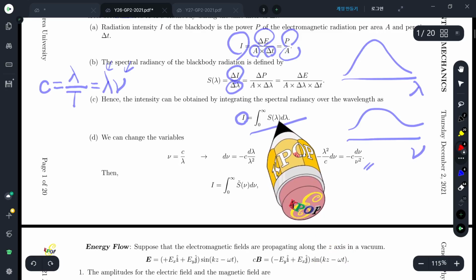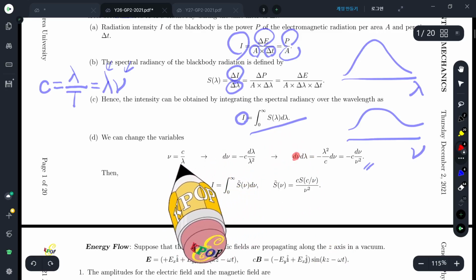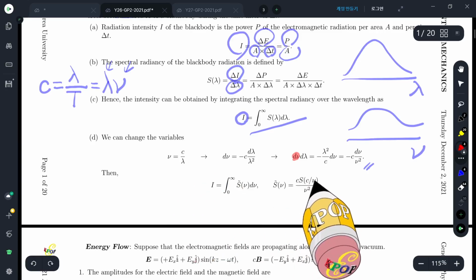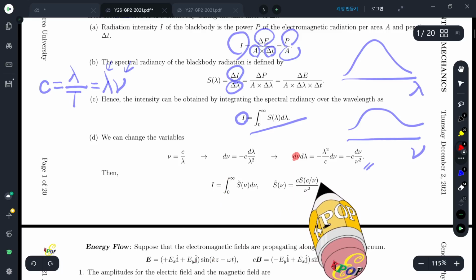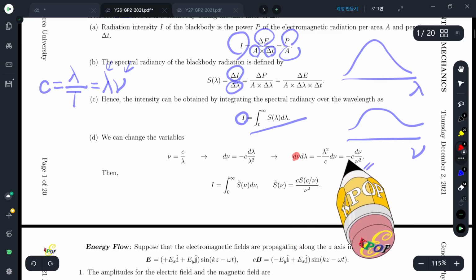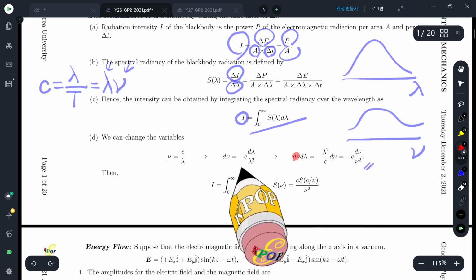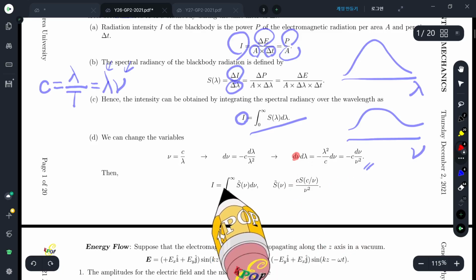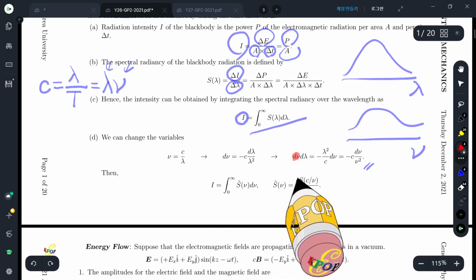We can substitute lambda to be c over nu, and that is substituted in here, and the Jacobian c over nu squared appears here. The sign flips the order of the upper limit and lower limit of the integral.